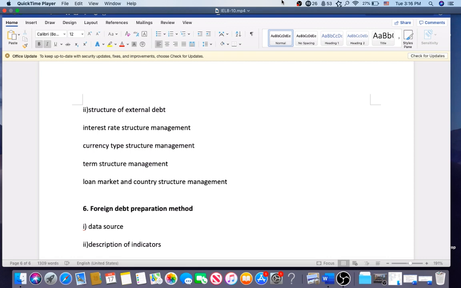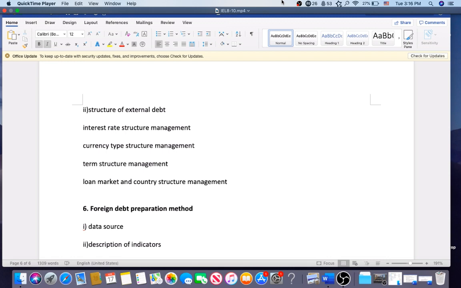And this interest rate structure management. The different type of foreign debt have different interest rates. Interest rate is an important factor affecting the cost of foreign projects and the overall cost of countries' external debts. To manage the interest rate structure is to reasonably arrange and timely adjust the interest rate structures of debt so as to reduce or stabilize the cost of foreign debt and avoid the risk.